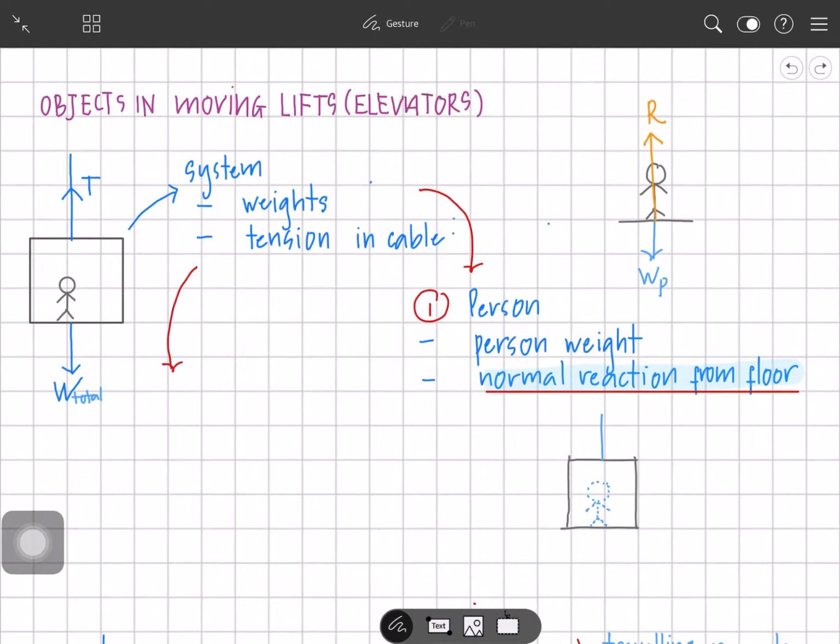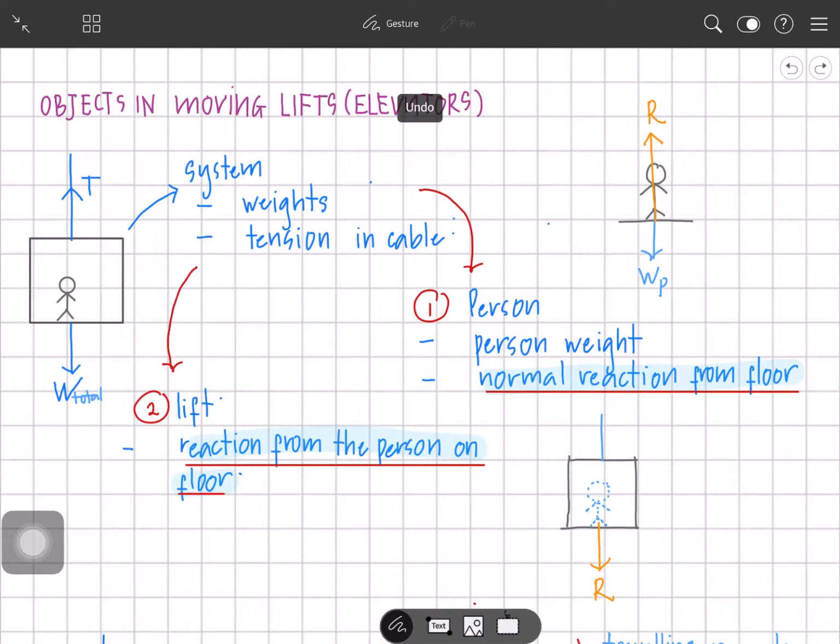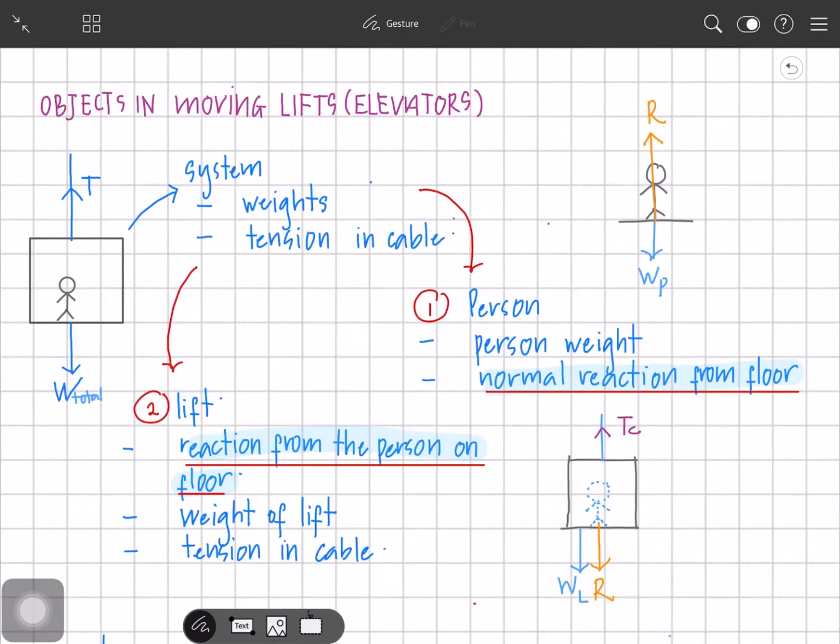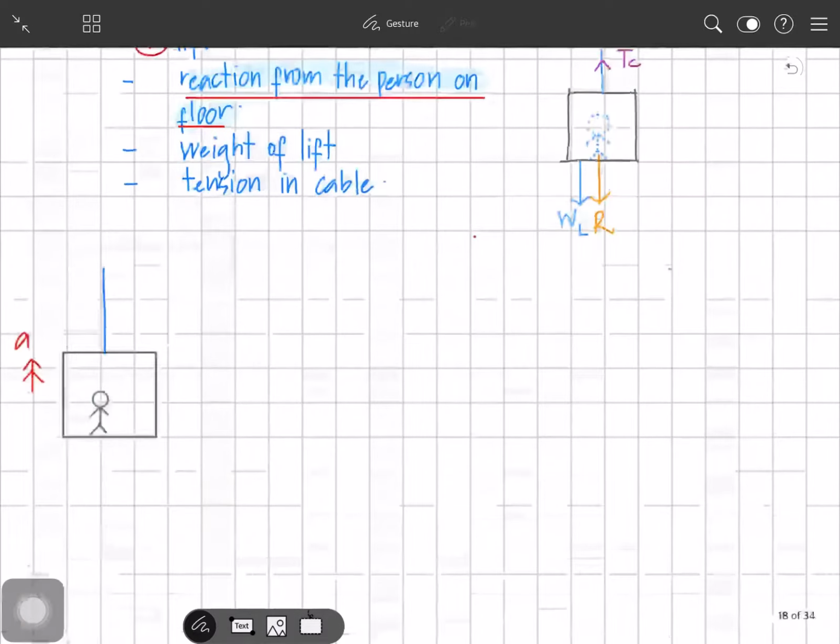As for the lift, the forces acting on the lift are the reaction from the person on the floor of the lift, denoted by R, the weight of the lift, denoted by WL, and lastly the tension in the cable, denoted by TC. Now, let's see how we can write the mathematical equation of the forces involved.